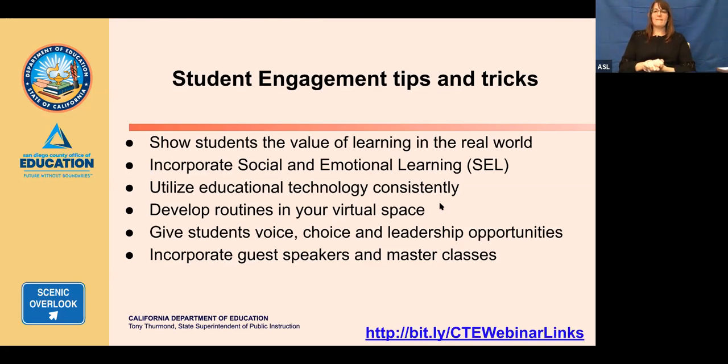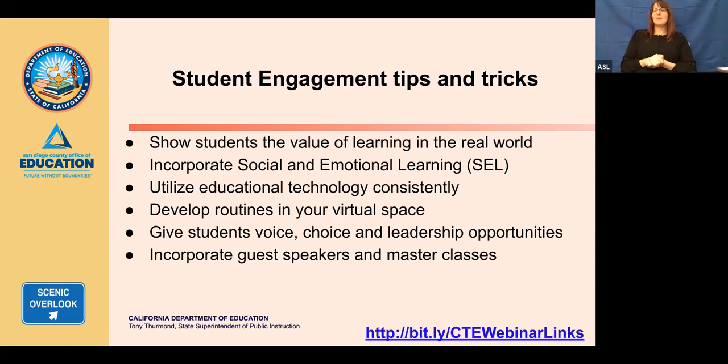Guest speakers are huge. Whenever we're talking, it doesn't matter if we know everything. We are their teacher. They hear from us all the time, and that loses some of that exciting authenticity that students need. And so bringing in guest speakers, whether you're having them watch a pre-recorded session or you can bring in someone from your advisory committee is great.